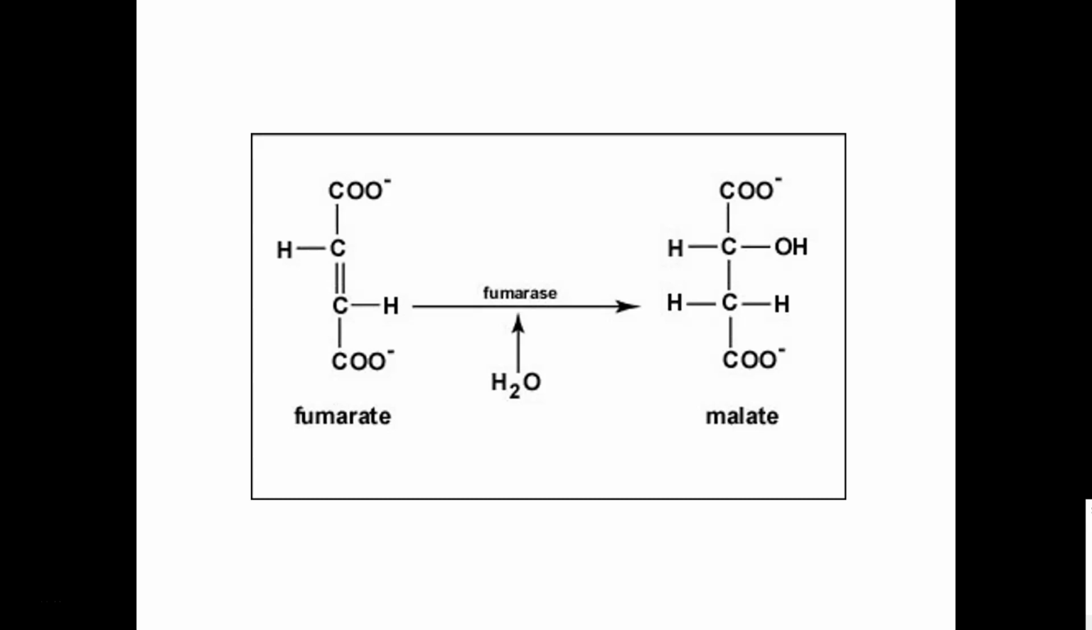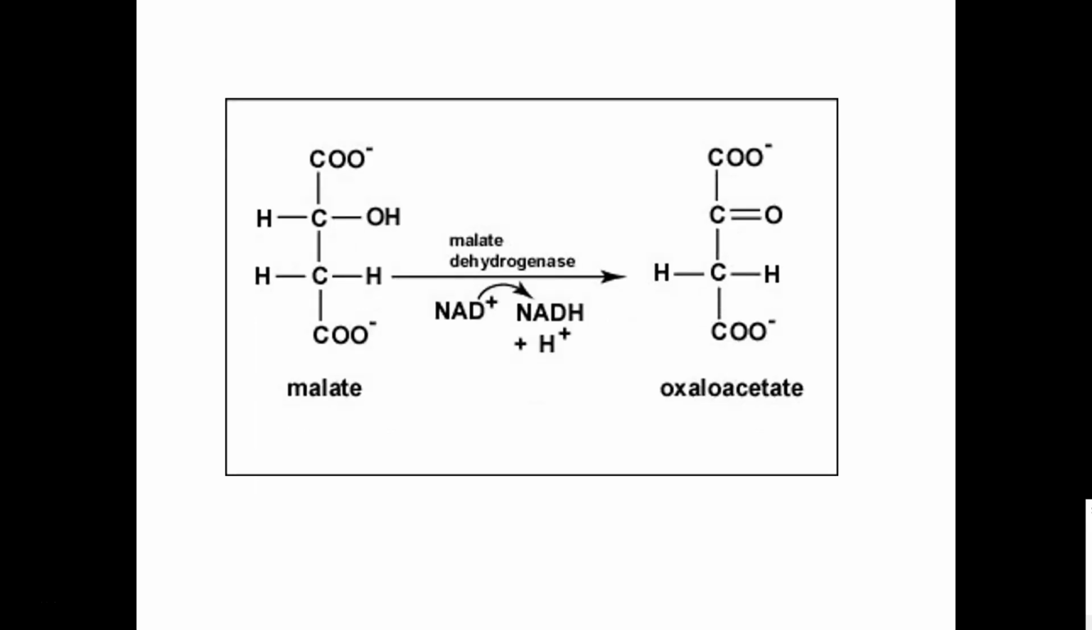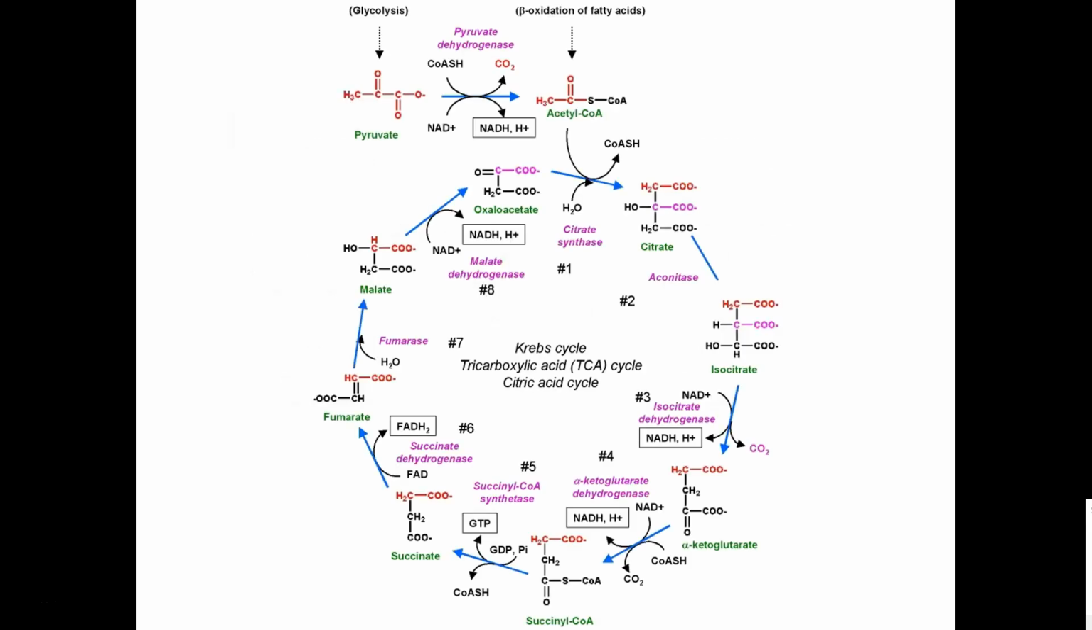Fumarate is then going to be hydrated to become malate, so we add a single water molecule to fumarate to become malate. That's catalyzed by fumarase. And finally, the last step of the citric acid cycle is the regeneration of oxaloacetate through a redox reaction. So malate dehydrogenase, there it is again, right? Dehydrogenase, we're stripping protons, we're stripping electrons, we're doing a redox. Malate is oxidized to oxaloacetate, and NAD, once again, will accept those electrons and protons and become the reduced form NADH plus H, and ultimately take those electrons and protons to the electron transport chain. And we've regenerated oxaloacetate. So we've completed the cycle.